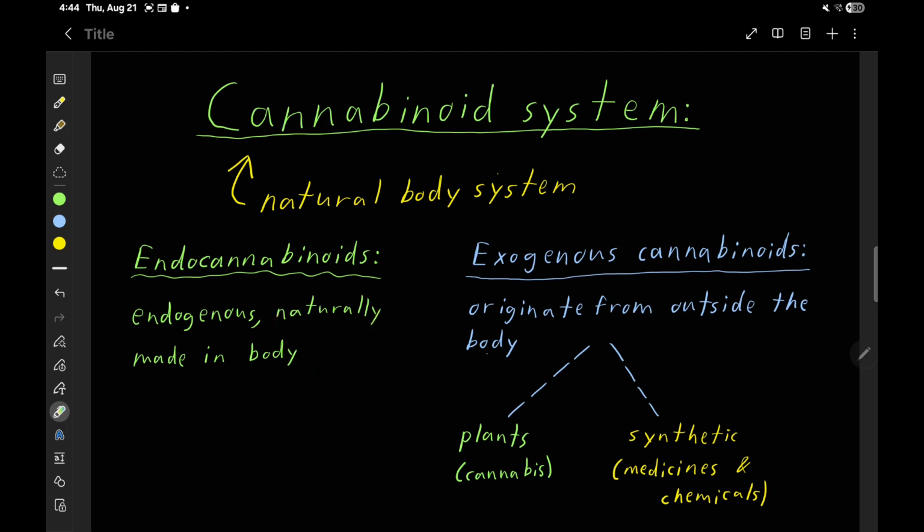And there are also exogenous cannabinoids, which are not naturally produced inside the body. They originate from outside the body. And this can come from plants, for example, cannabis. That's what the cannabinoid system is named after. It's named after your plant cannabis. And exogenous cannabinoids can also be synthetic. So you can have cannabinoids that are present in different medications and chemicals that are designed to produce specific effects in the body by stimulating or interacting with your cannabinoid system.